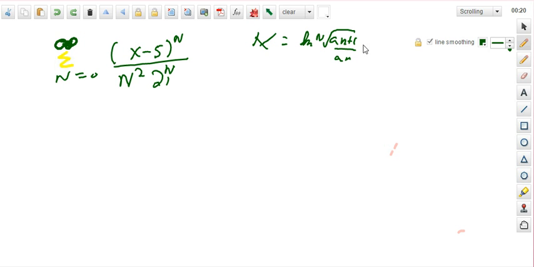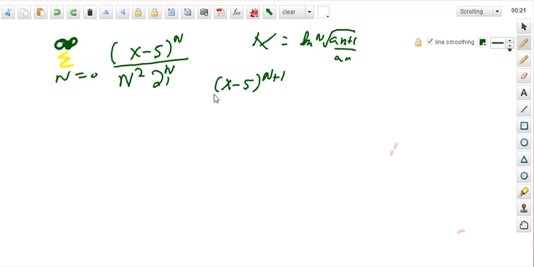So is it going to be x minus 5, n plus 1, all over n plus 1 squared times 2 to the n plus 1, and then that divided by that, but then we multiply and we flip it, right? So that's all we're doing? I think that's all we're doing. So you have x minus 5 to the n. Should that be n plus 1 now? Yeah, the top part.